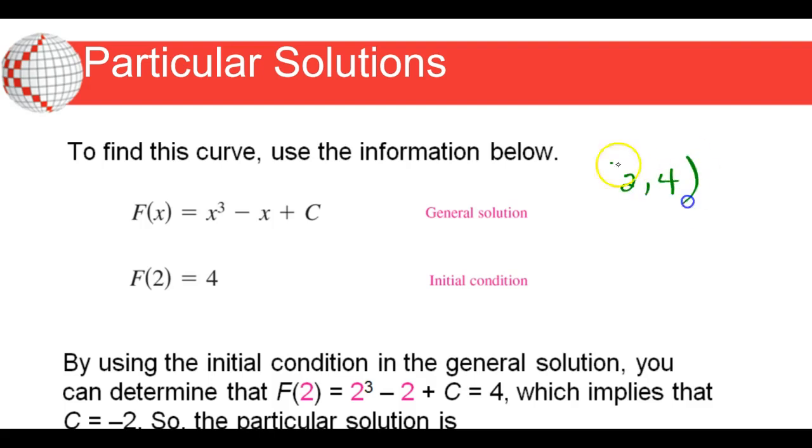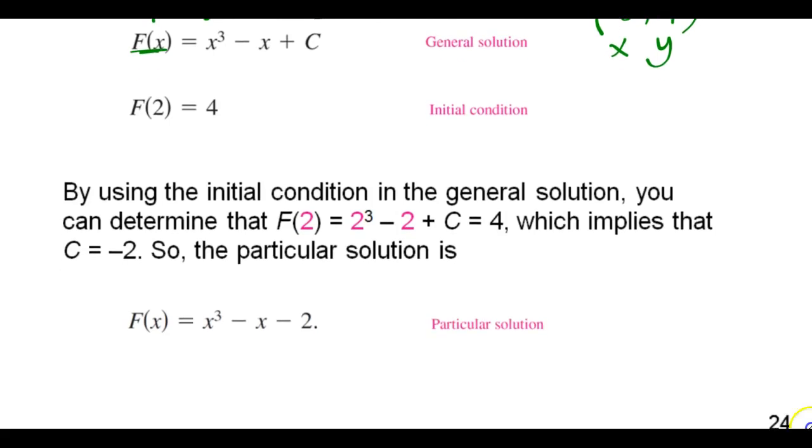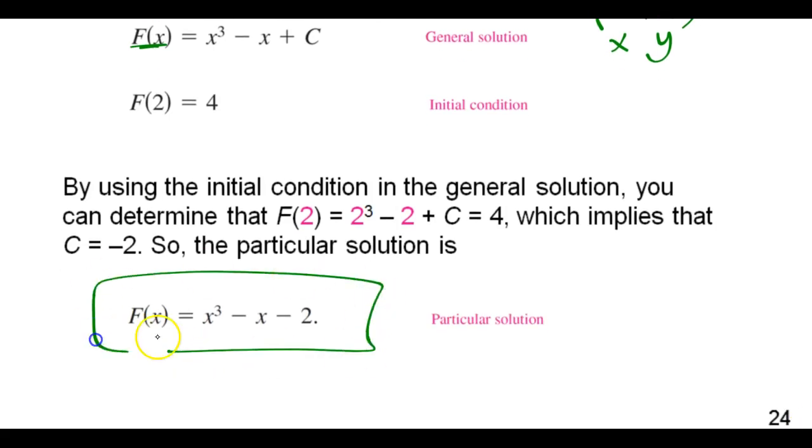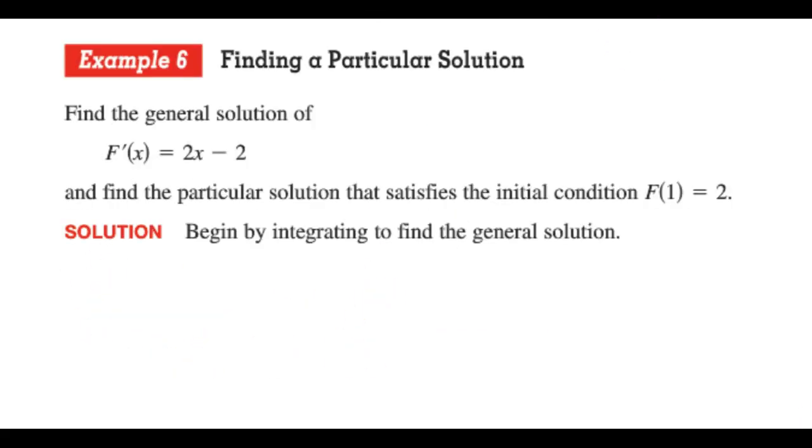Remember, if they give you the point 2,4, they really give you an x and a y. So this is a y, so that you could say 4 is equal to 2 squared minus 2 plus c. And you could actually solve that then for c. And it looks like c turns out to be -2. Let's practice one.